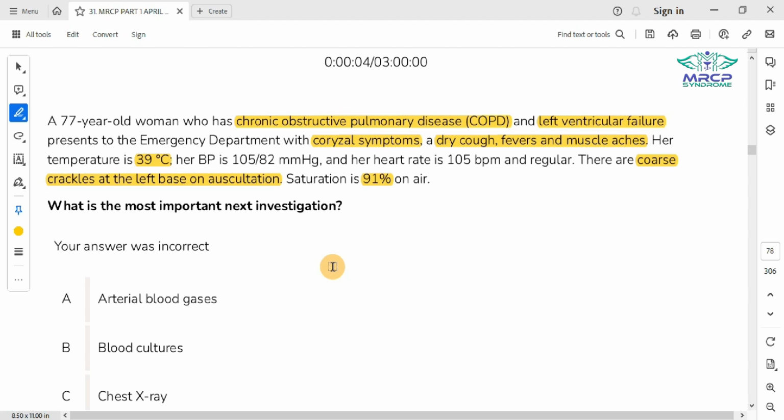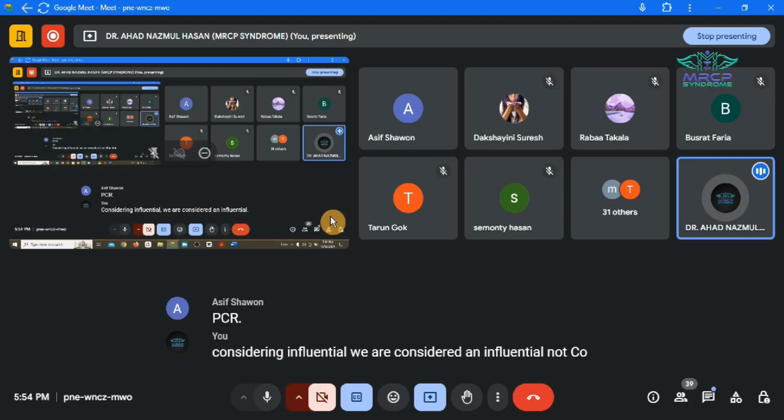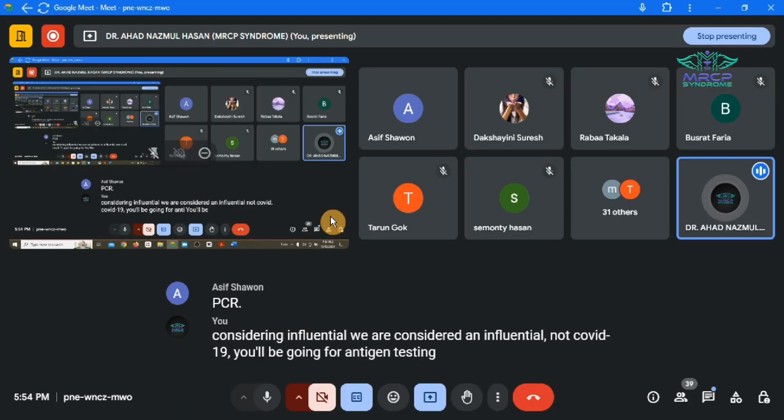and they asked what should be the fastest way to diagnose influenza. Will it be antigen testing or will it be throat swab for PCR? Which one is the fastest way? We are considering influenza, not COVID-19. You'll be going for antigen testing or PCR. Which one is fastest?